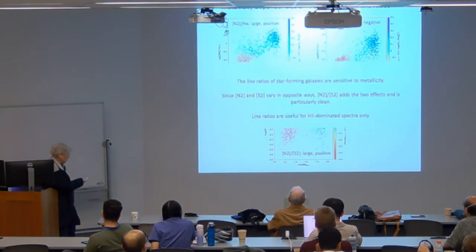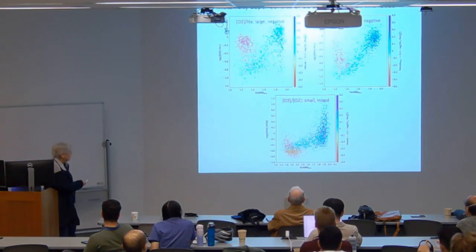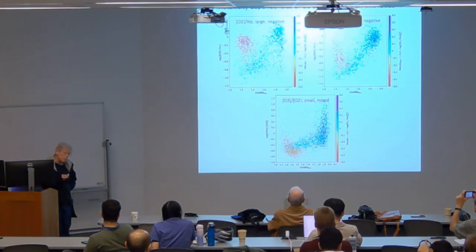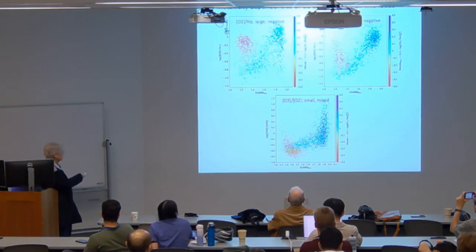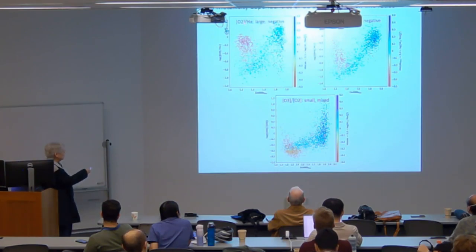Okay, let's move on. Now we compare similar results for oxygen 2 and oxygen 3, and this might be the most important slide in the talk. Same plot, O2 to H-alpha versus star formation rate. And for O2, what we see is a nice relationship, but it doesn't look like it's particularly monotonic.